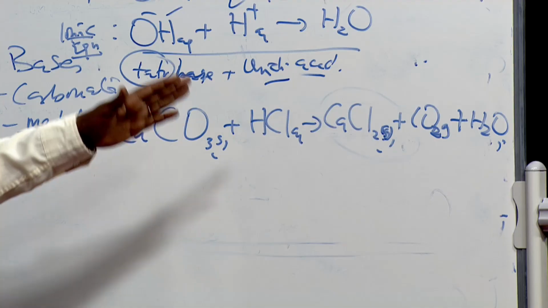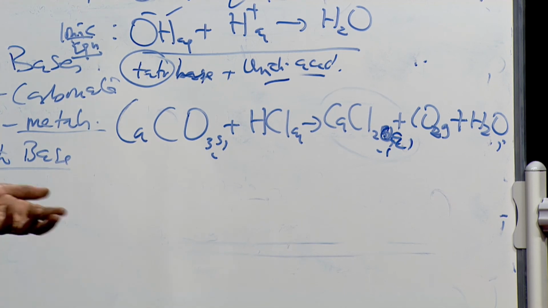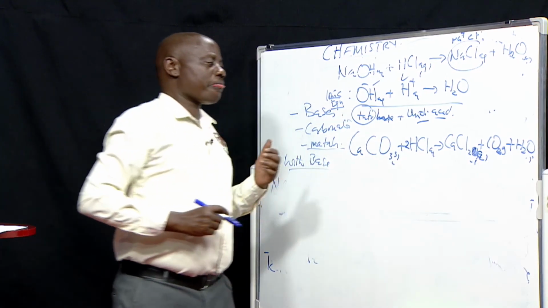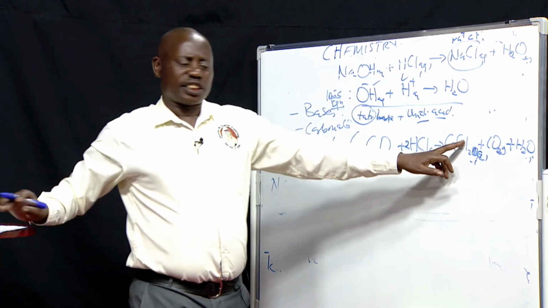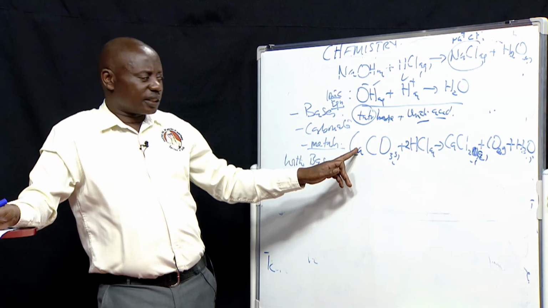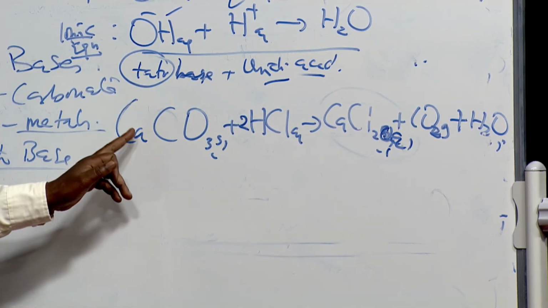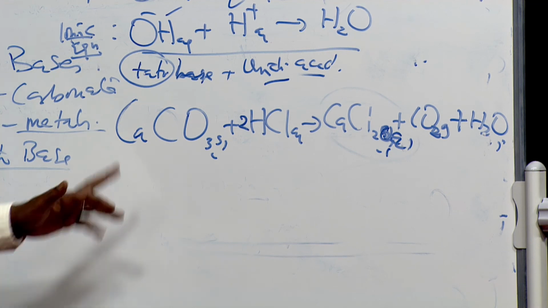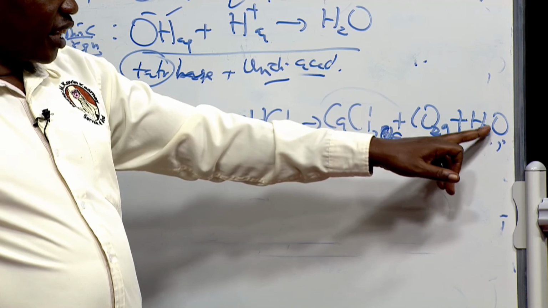You get salt, carbon dioxide, and water, or any other product. But you must balance the equation. So in this case, because we are using calcium carbonate, we are getting calcium chloride, carbon dioxide, and water. Suppose we use sodium carbonate, we get sodium chloride, carbon dioxide, and water. Aluminum carbonate does not exist at room temperature. Suppose we use zinc carbonate, we get zinc chloride, carbon dioxide, and water.